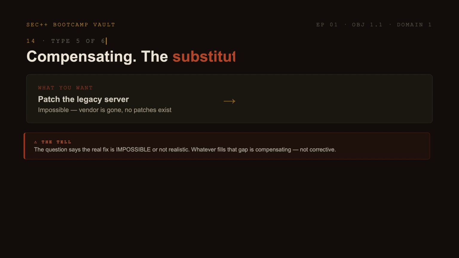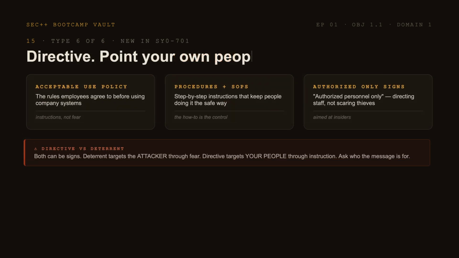Type 6. Directive Controls. This one is new in this version of the exam, so expect to see it. Directive Controls point your own people in the right direction. An acceptable use policy. Step-by-step procedures. A sign that says authorized personnel only. Required training. Now here's how you keep directive and deterrent straight, because both of them can literally be signs. A deterrent is aimed at the bad guy, and it works through fear. A directive is aimed at your own people, and it works through instructions. Just ask, who is this message for? If it is telling your own people what to do, it is directive.